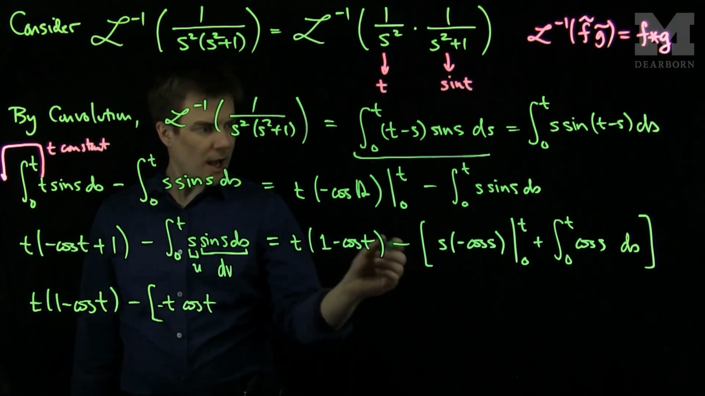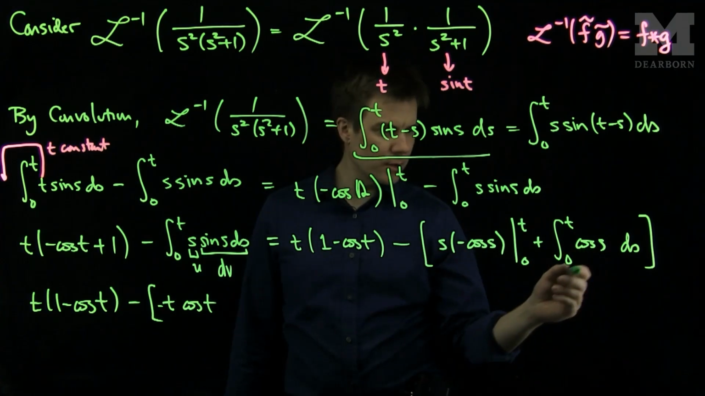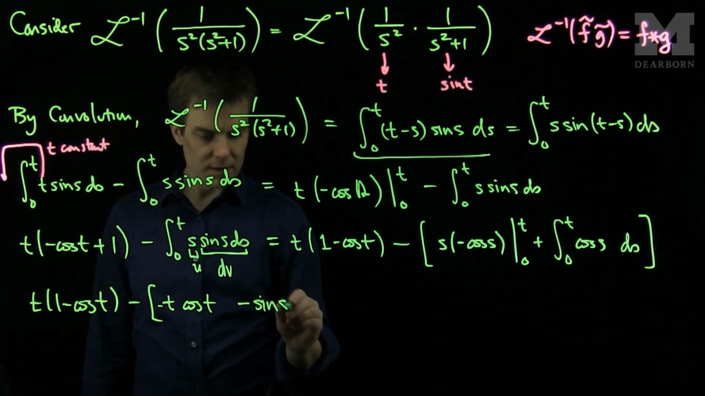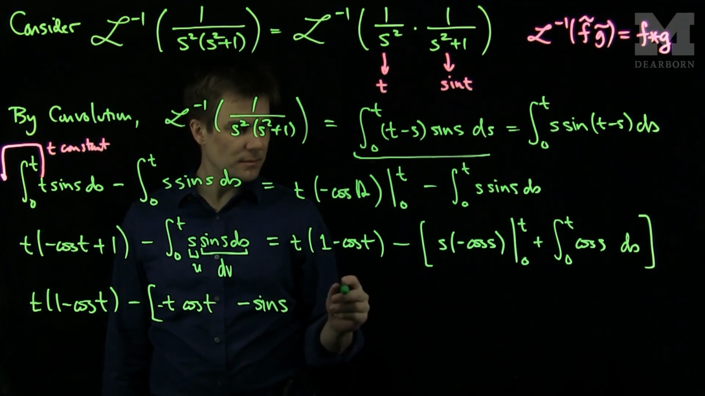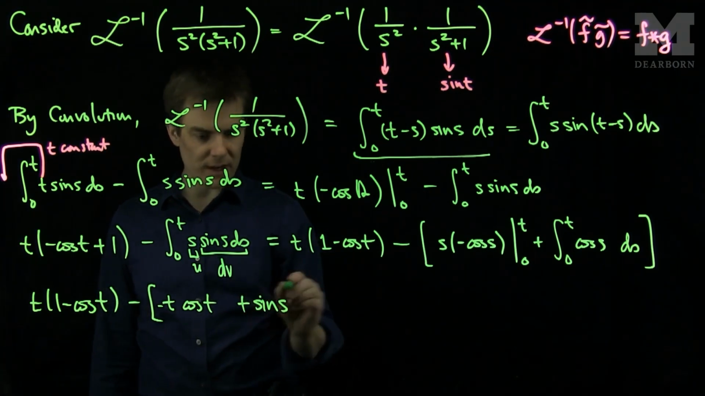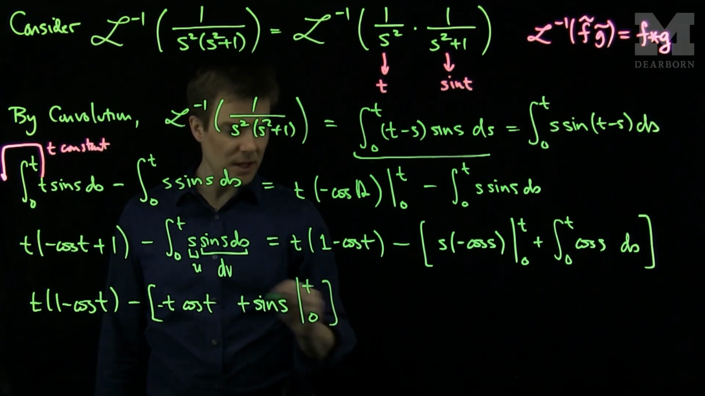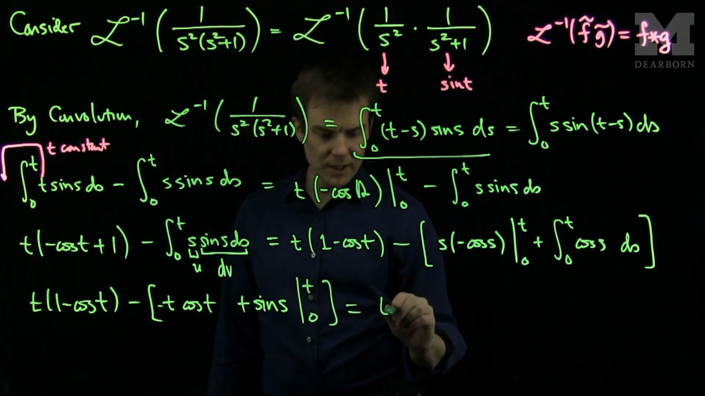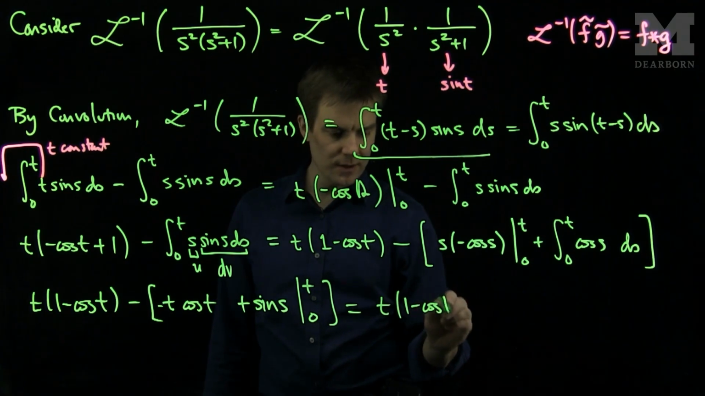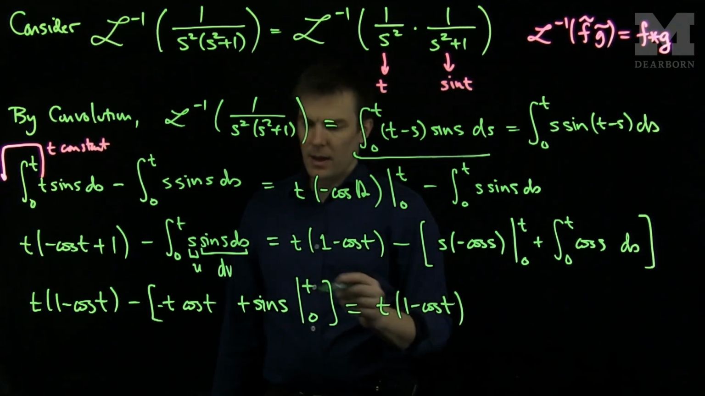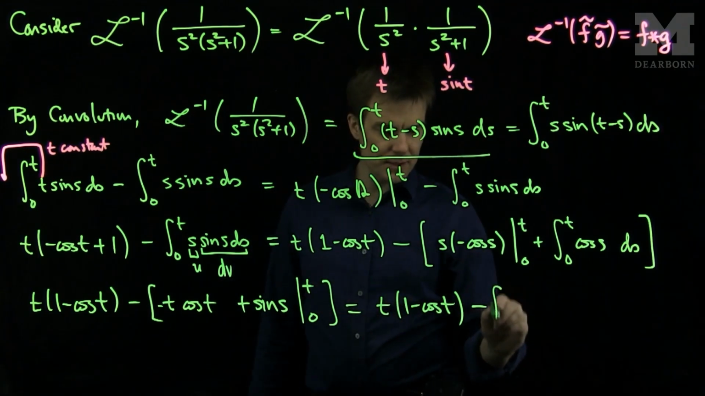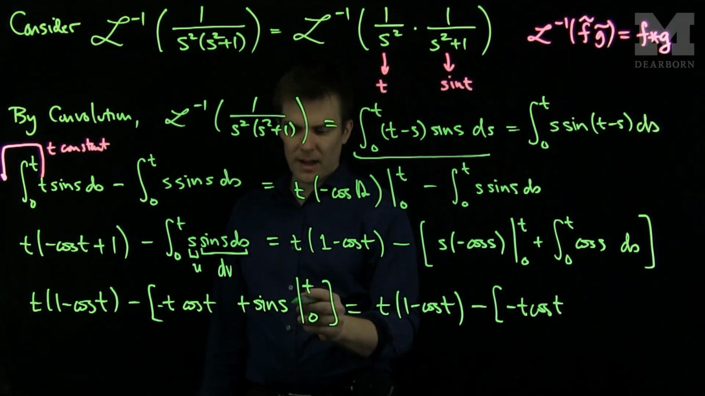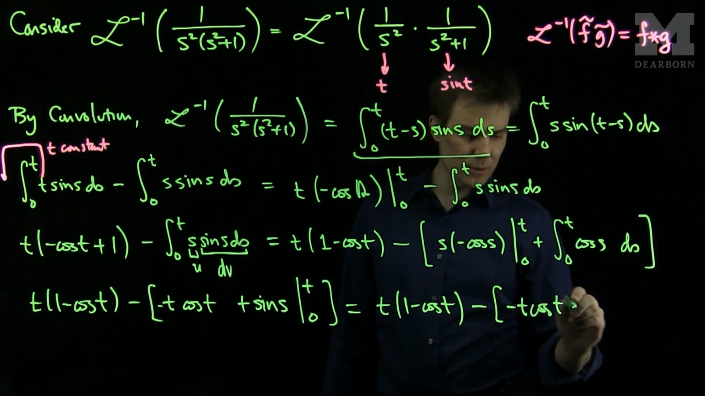Now, I will have this integral over here, the integral of cosine. That will give me an antiderivative of positive sine of s, from 0 to t. And I'll just plug in the limits now. So I will have t times 1 minus cosine of t. And then I will have a minus negative t cosine t. And then I'll have a sine t minus sine of 0, which is nothing.